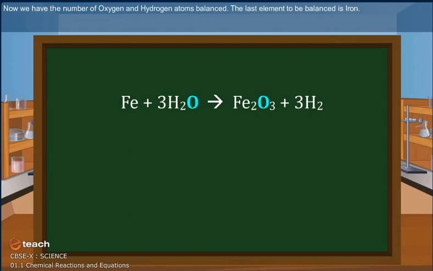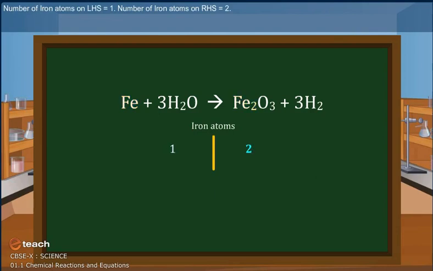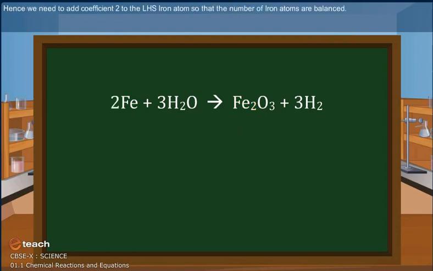Now, we have the number of oxygen and hydrogen atoms balanced. The last element to be balanced is iron. Step 4. Number of iron atoms on the left-hand side is equal to 1. Number of iron atoms on the right-hand side is equal to 2. Hence, we need to add a coefficient 2 to the left-hand side iron atom so that the number of iron atoms are balanced. This is our final equation.